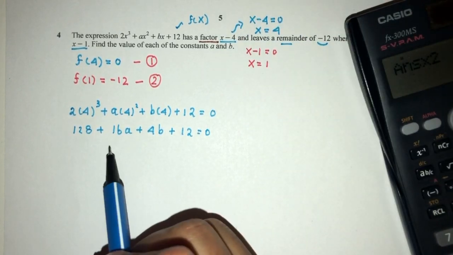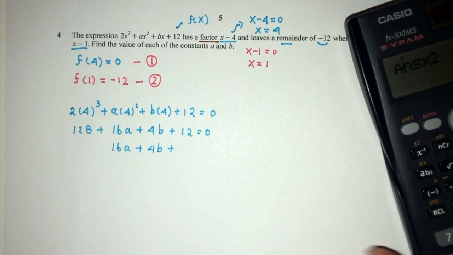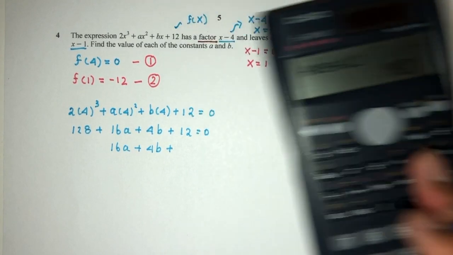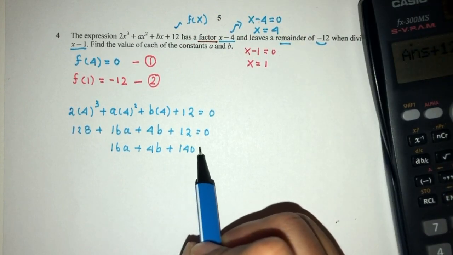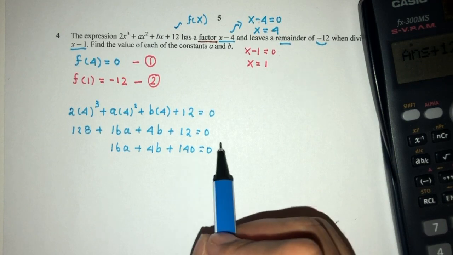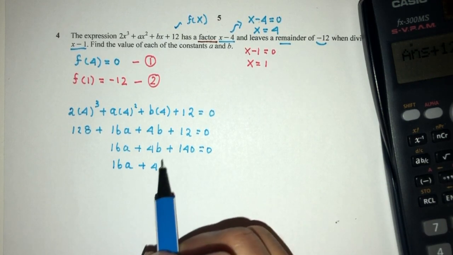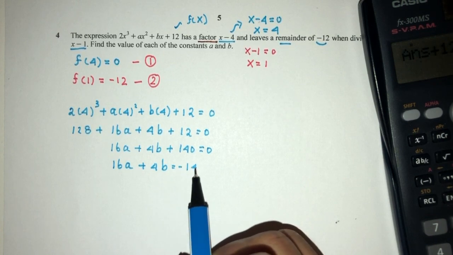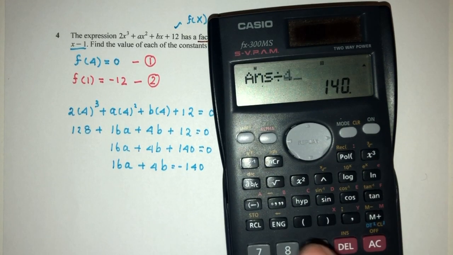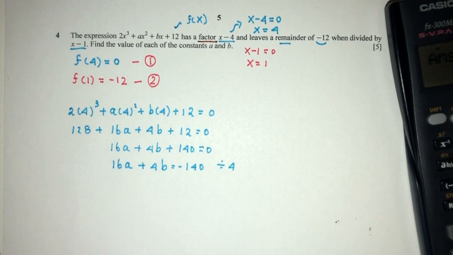Now simplify, that will be 16a plus 4b plus the value of 128 plus 12, that will be 140, equal to 0. Now let's send this to this side. You will have 16a plus 4b has to be minus 140. Now let's see if you can divide by 4 everywhere. Let's check, right? Is that possible? Because we can see here we have 16, here we have 4, here we have 140.